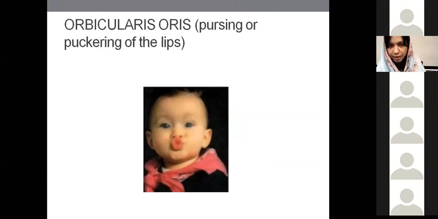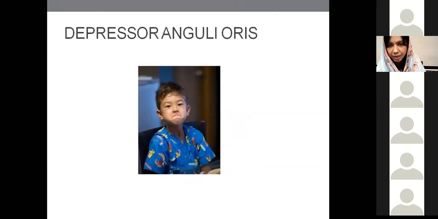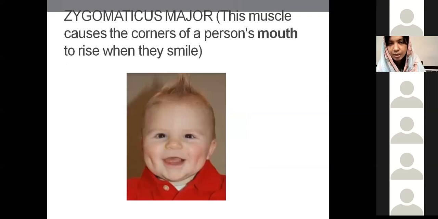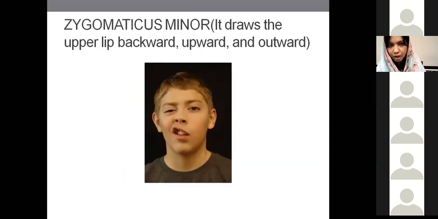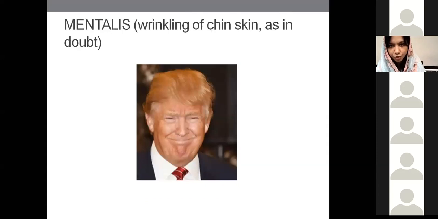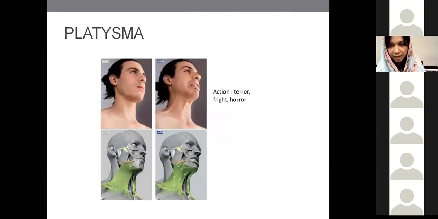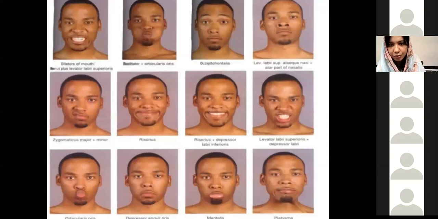Orbicularis oris, that is pursing or puckering of the lips. Depressor anguli oris depresses the angle of the mouth. Zygomaticus major causes the corners of the person's mouth to rise when they smile. Zygomaticus minor draws the upper lip backward, upward, and outward. Mentalis, wrinkling of the chin, as in doubt. Platysma, that is the action of terror, fright, and horror. These are the different muscles of facial expression.